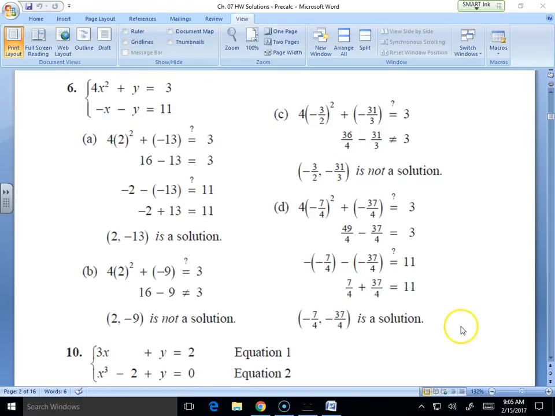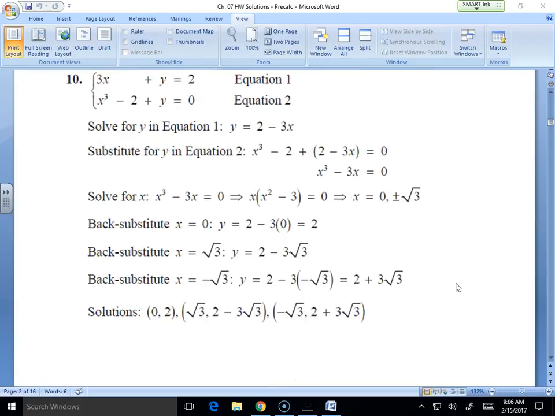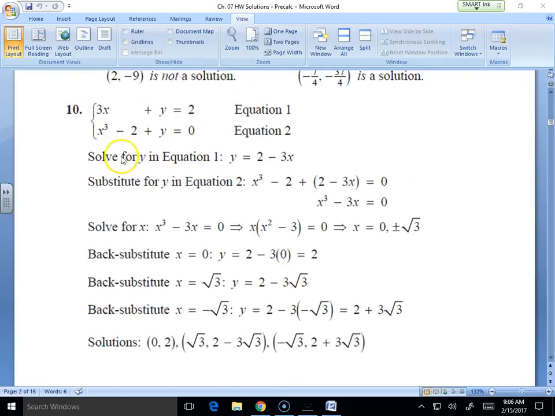Number 6. Now, they showed tons of work, but all they were doing was plugging in and checking, right? Some of you did mental math. A is yes, B is no, C is no, D is yes. True, false, false, true. Number 10. Now, once again, they're showing all this, but guys, you don't need to write anything out, right? Our math should speak for itself as to what we're doing.